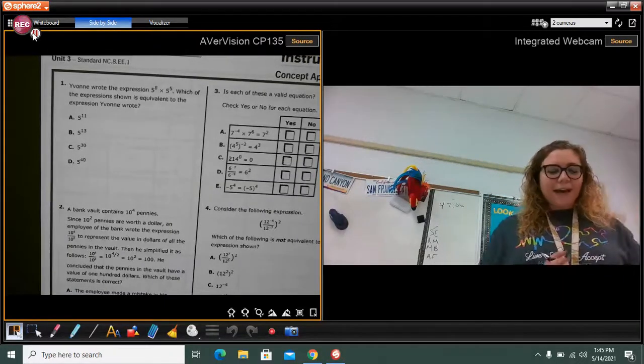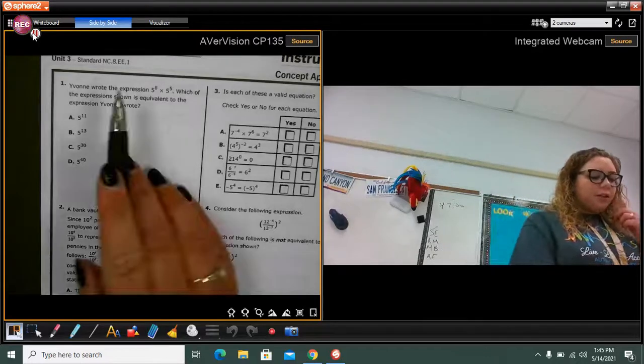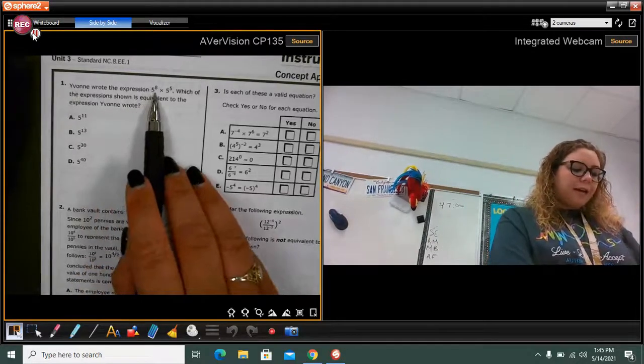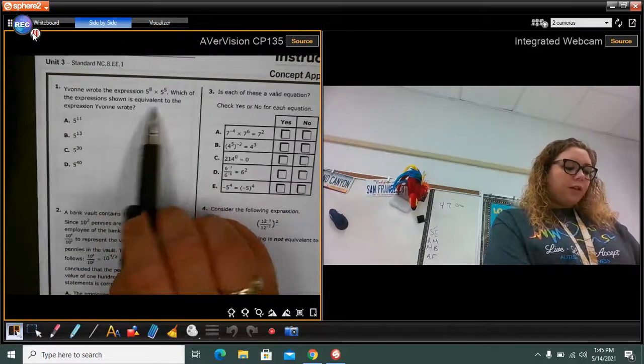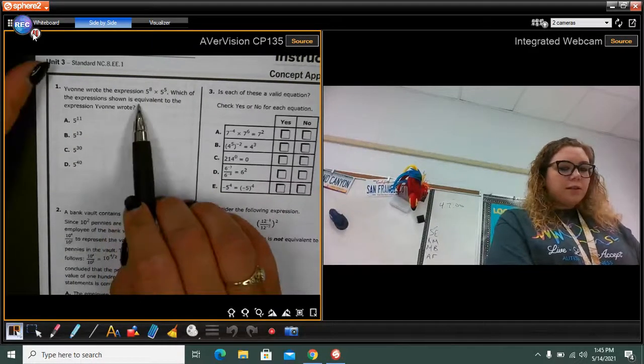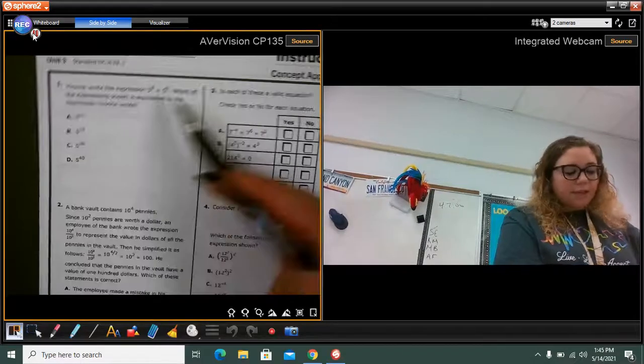Okay, welcome back. So she wrote the expression 5 to the 8 times 5 to the 5th. Which of the expressions shown is equivalent to the expression she wrote? What does equivalent mean? It means the same.